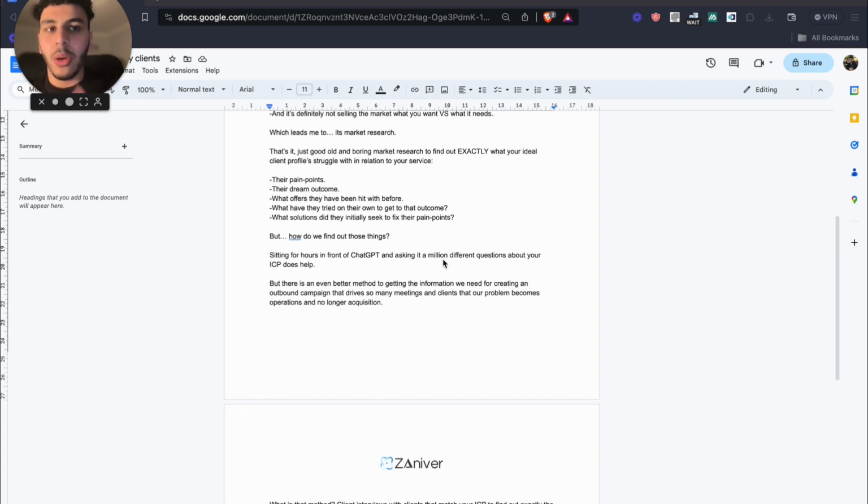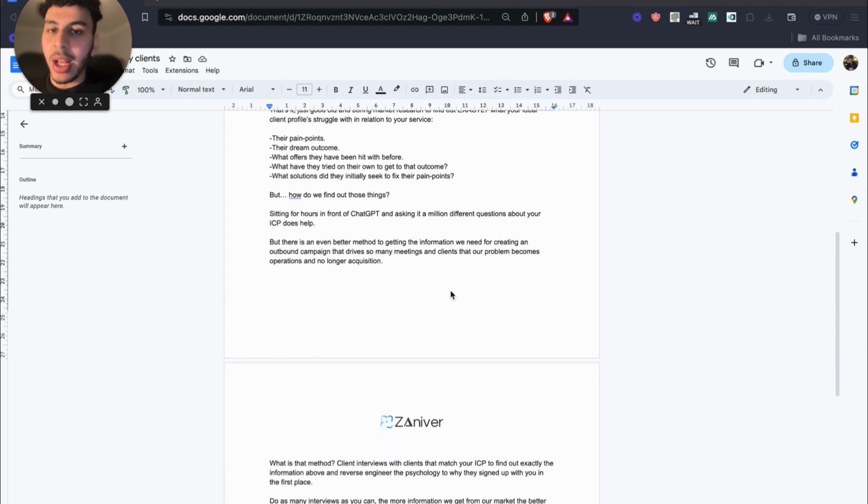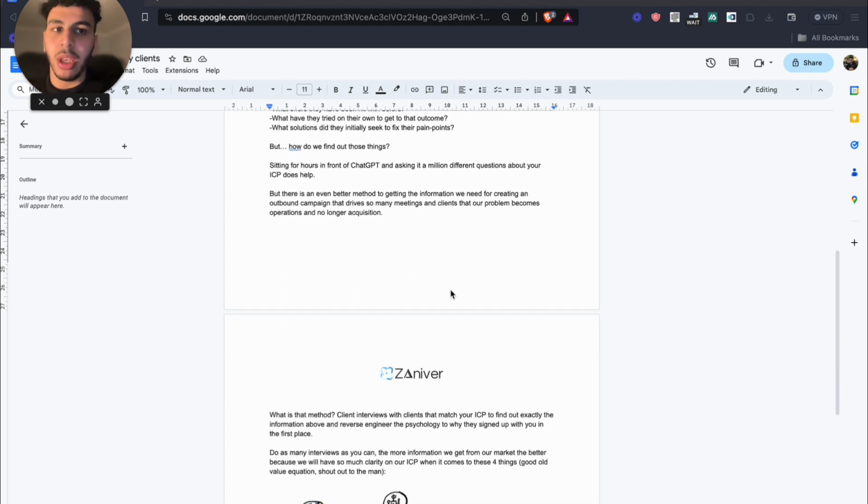But that leads on to the second problem. Okay, brilliant. Now we know what to look for, but how do we actually find that information? There's a couple options for this. One option for sure is sitting in front of ChatGPT and asking it a million different questions about your ICP. And that does help to an extent. But there's an even better method where the information comes purely and directly from the kind of individuals we're looking to target in our outbound campaign.